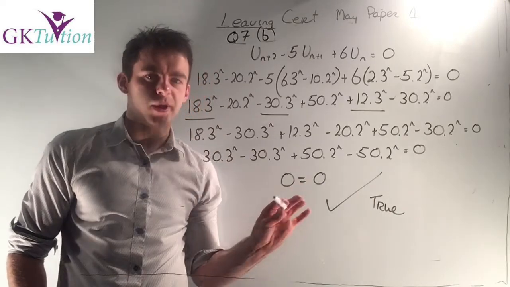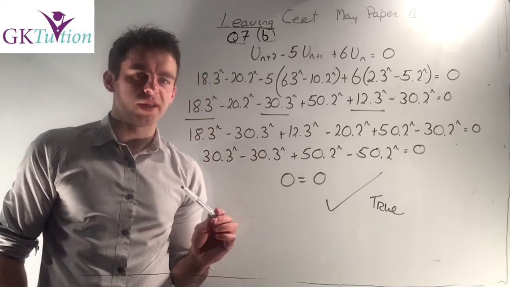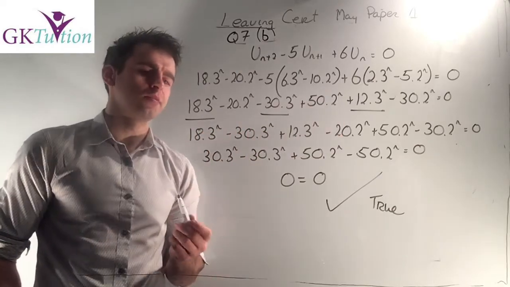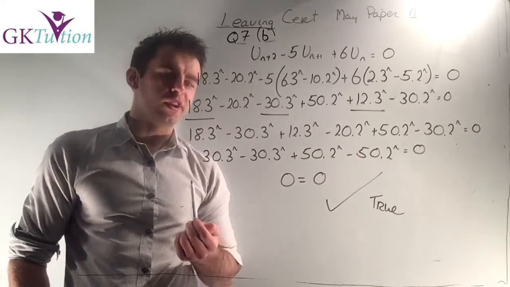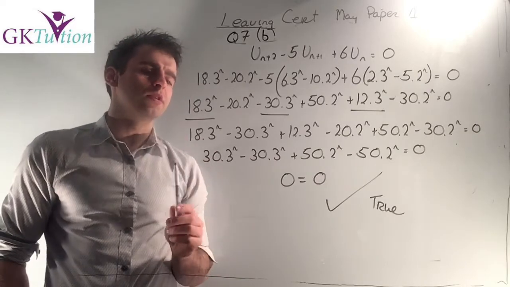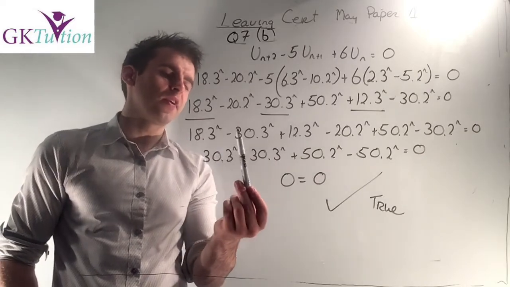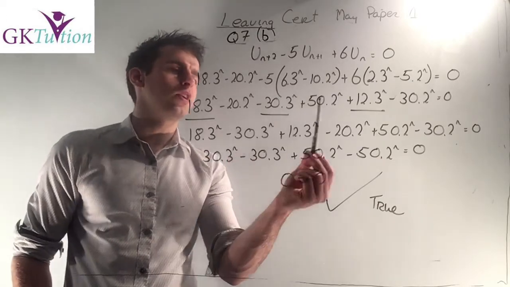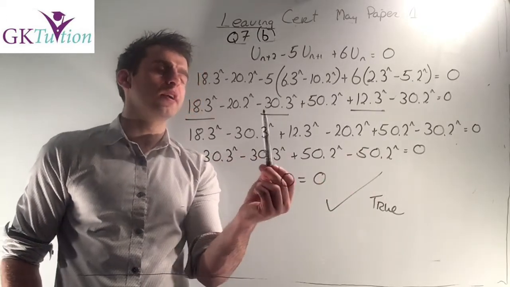Notice again, I'm not multiplying out my 3 to the power of n's or my 2 to the power of n's. I've underlined the 3 terms here that are like terms. These 3 terms have 3 to the power of n in them, so I'm just grouping them together: 18 times 3 to the power of n, minus 30 times 3 to the power of n, plus 12 times 3 to the power of n. The other 3 terms on the previous line are all like terms as well.